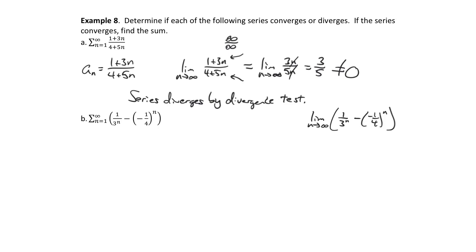Now think about what happens for large values of n. If n is large, 3 to the n is very, very large. 1 divided by a very large number is almost nothing. The same is true for negative 1/4 to the nth, except the sign bounces back and forth. So the first term goes to 0, the second term goes to 0, so the limit is 0.